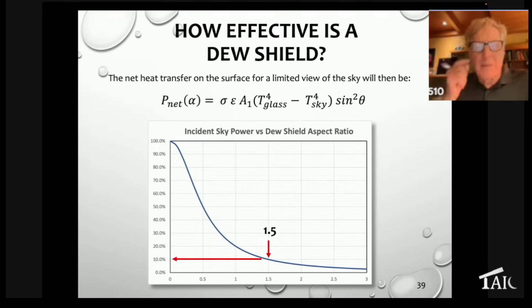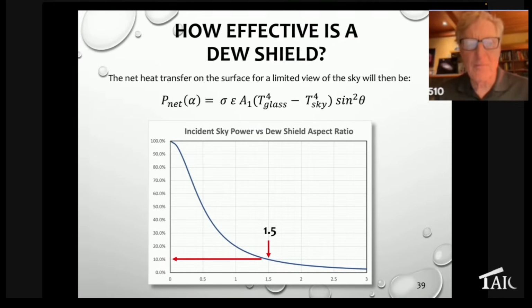And again, a little bit of calculus, it just turns out to go as the sine squared of the angle. And if I plot that as a function of aspect ratio, and most commercial dew shields have an aspect ratio of about 1.5. Well, guess what? At 1.5, only 10% of the power gets transmitted. So we can cut down all of that power loss. That 10 watts goes down to 1 watt of exchange.